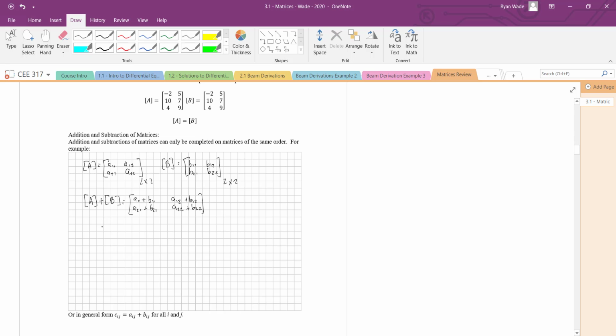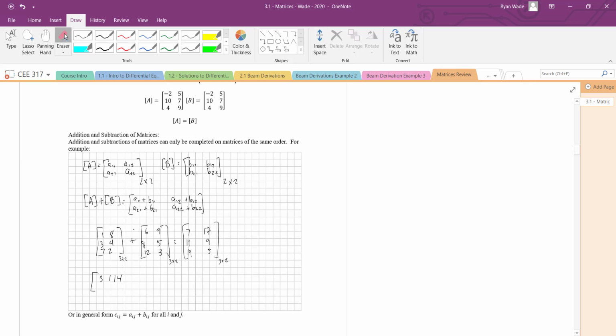If we want to do that with real numbers, let's just say 1, 8, 3, 4, 7, 2 plus 6, 9, 8, 5, 12, 3 is going to be equal to, well, we got 1 plus 6, so 7, 8 plus 9 is 17, 3 and 8 is 11, 4 and 5 is 9, 7 and 12 is 19, 2 and 3 is 5, right? And no different with subtraction. So again, we've got a 3x2, a 3x2, and it spits out a 3x2 matrix. We do the same with subtraction.